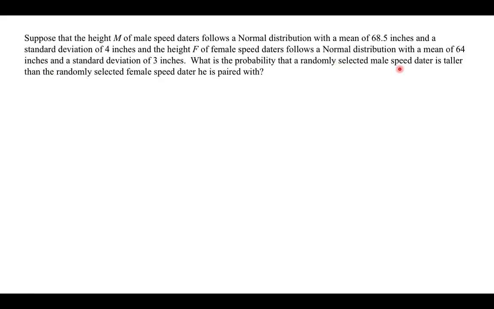Okay, so let's talk about what we're trying to find. We want to find that the male speed dater is taller. So that means if we subtracted the two, we want to think of that the male is taller than the female in terms of, we know we're working with like sums or differences. So if we subtract the male and the female, and the male is taller, then that means when we subtract the two, we want to figure out the probability that we get a number that's greater than 0. So we need to find the combined distribution of males minus females, and we want to find the mean and standard deviation of those because then we're going to work with a normal distribution.